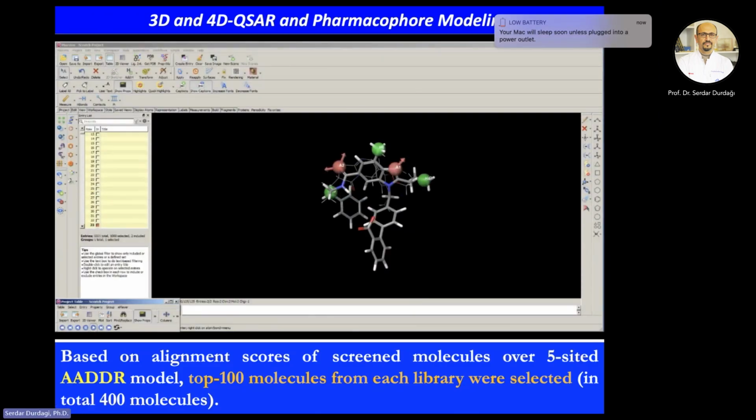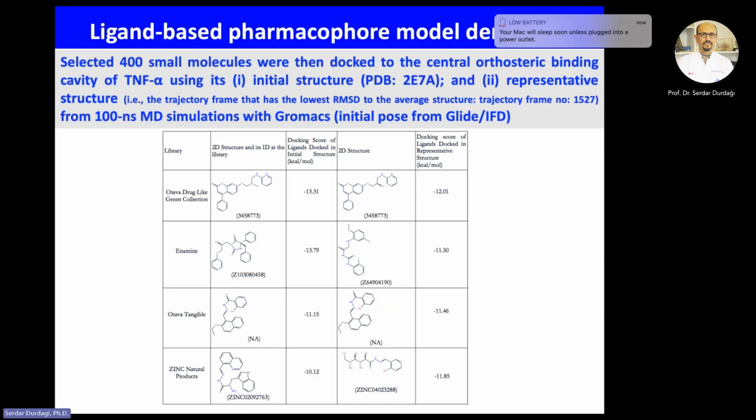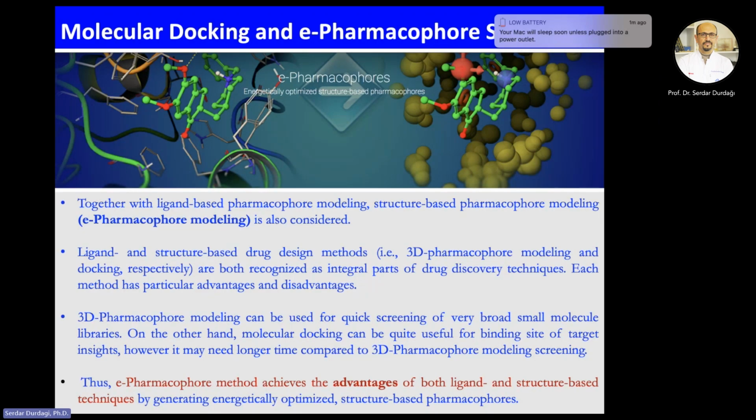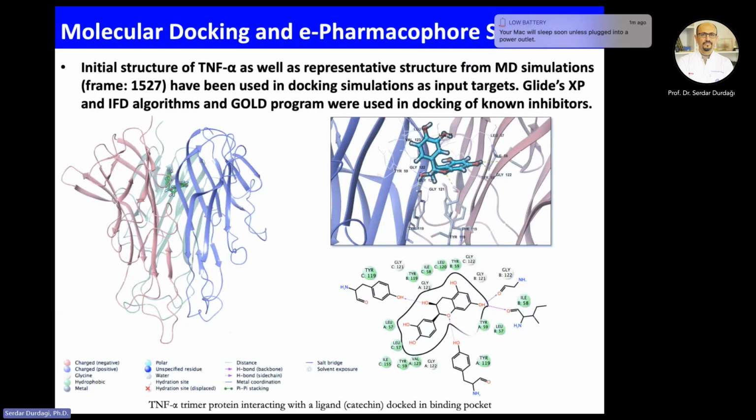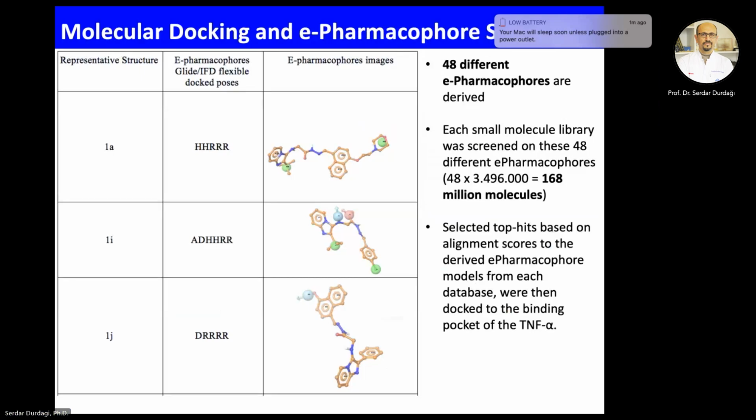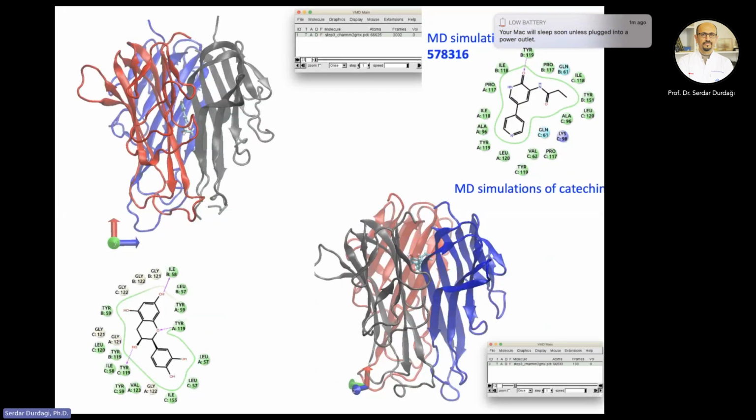It's something like that. And then after the ligand-based pharmacokinetics model, we selected 400 small molecules and we docked them. And we ran MD simulations. In the MD simulations, what we were trying to understand is how these inhibitors that we identified can break the trimers.